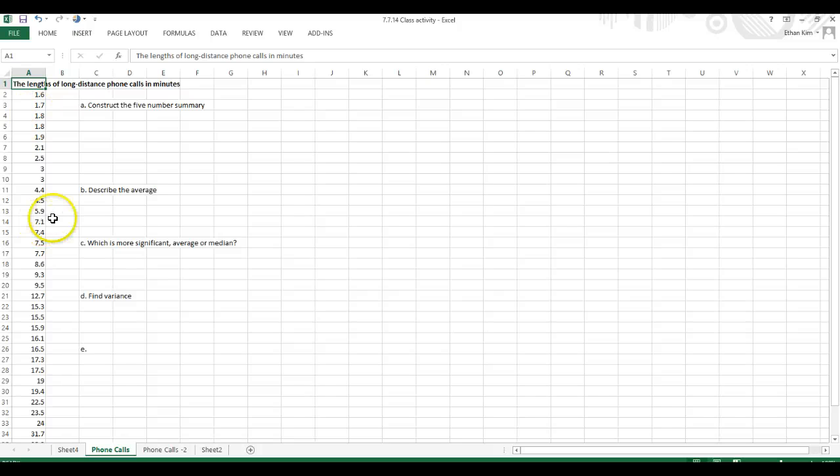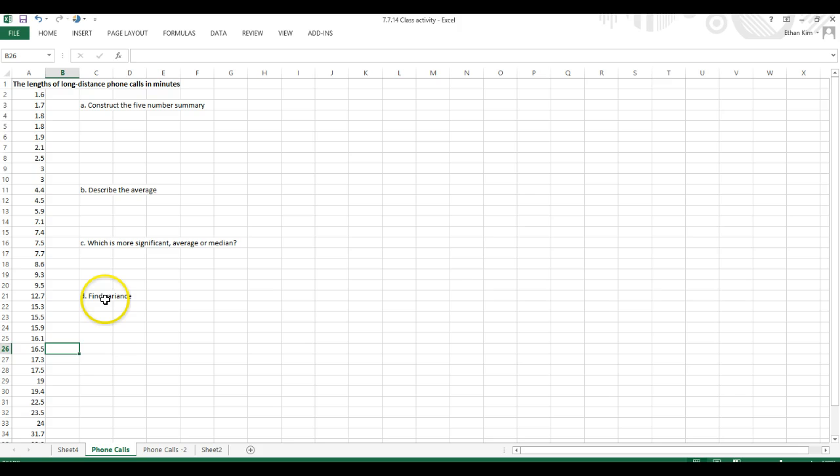So I've given you some questions. Construct a 5-number summary. Describe the average. What is the more significant average or median? And you have to find the variance. And I don't know why part E was there. So that's the class activity for you.